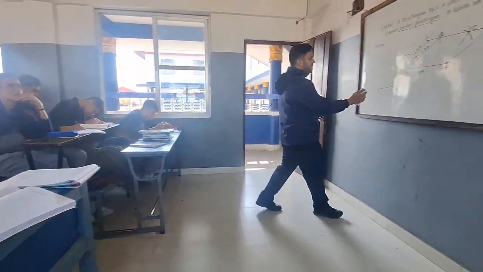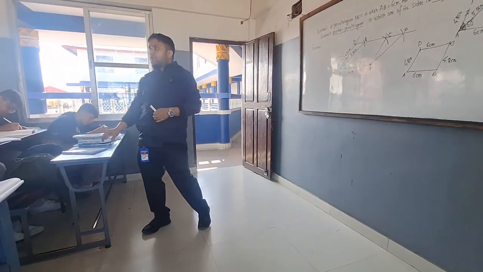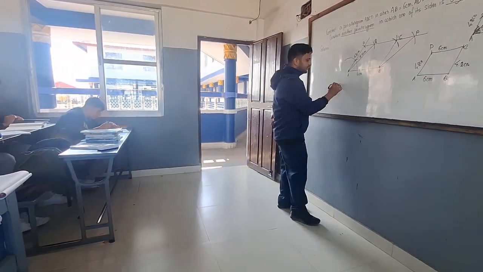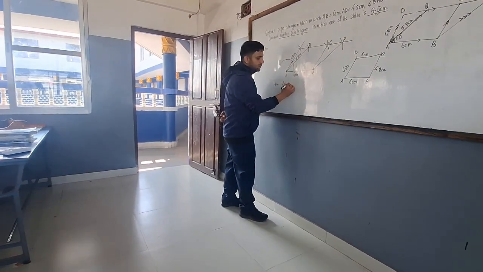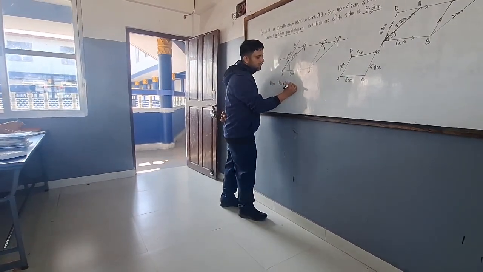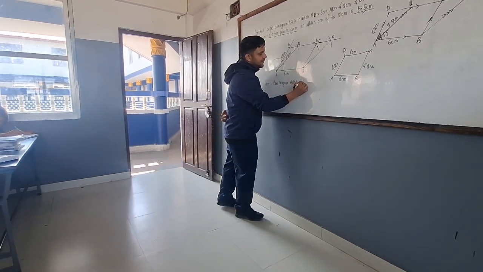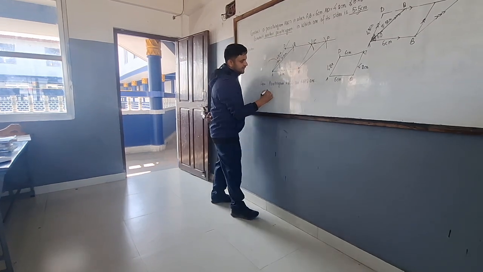Now, how many parallelograms do you see in this figure? There are two parallelograms. Here are two parallelograms. What is the name of the parallelograms? A, B, C, D and A, B, P, Q are equal in area.